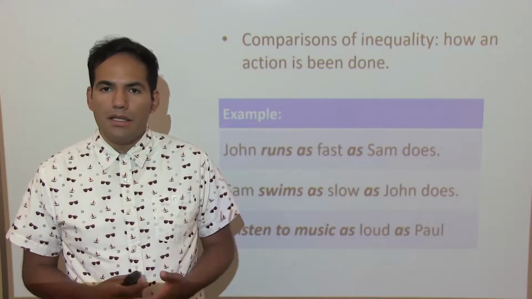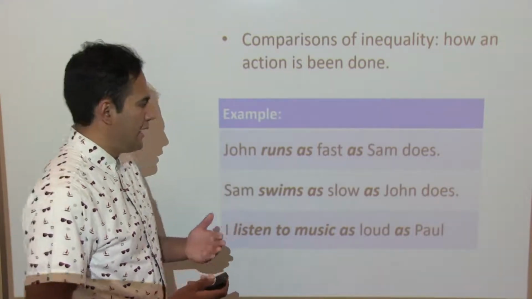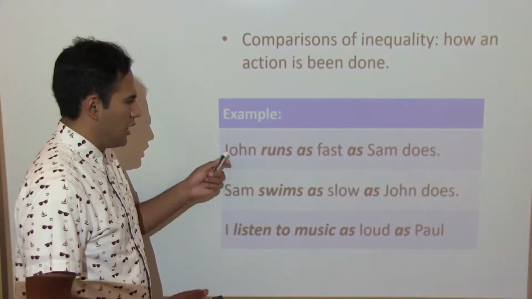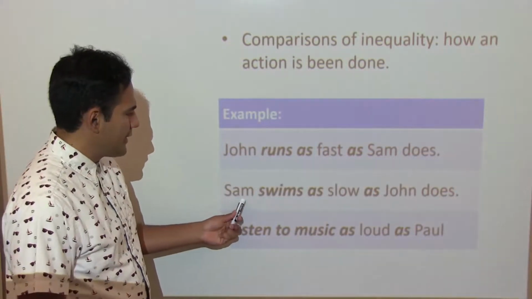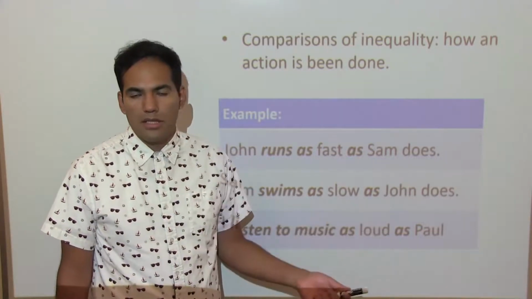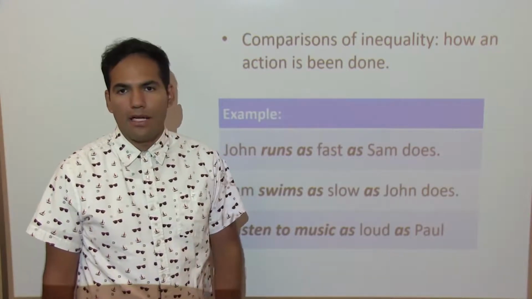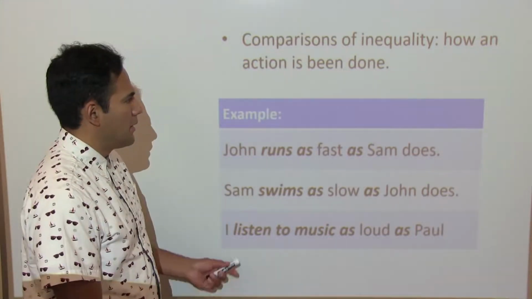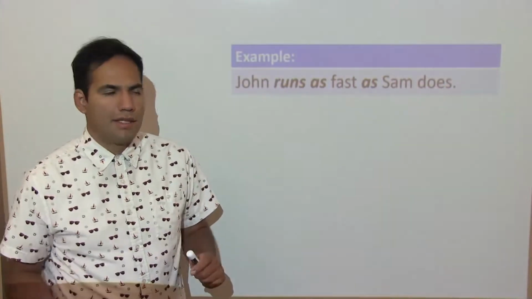So first of all, let's look at 3 examples in English so we kind of see how this works. And let's go to the first one. John runs as fast as Sam does. The second one, Sam swims as slow as John does. And the last one, I listen to music as loud as Paul does. So as we can see, there's a pattern and we're going to break it down so we understand.